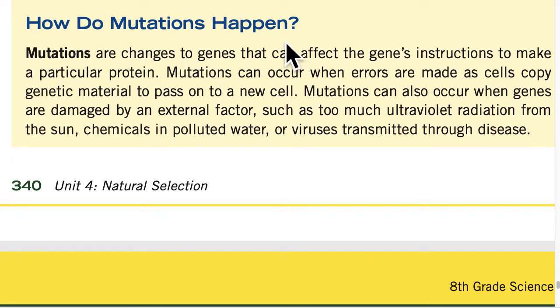How do mutations happen? Mutations are changes to genes that can affect the gene's instructions to make a particular protein. Mutations can occur when errors are made as cells copy genetic material to pass on to a new cell. Mutations can also occur when genes are damaged by an external factor, such as too much ultraviolet radiation from the sun, chemicals in polluted water, or viruses transmitted through disease.